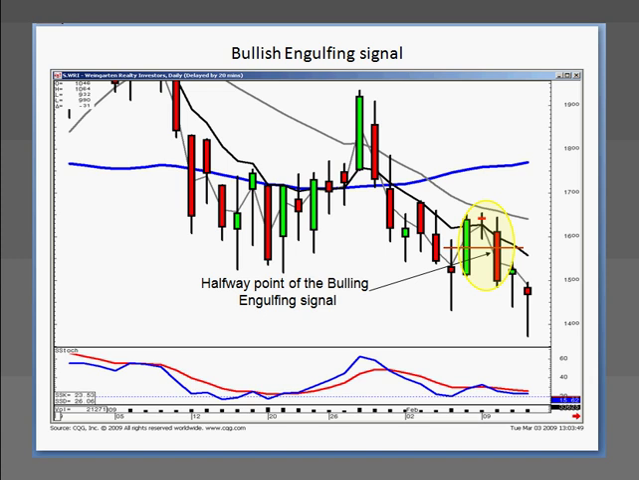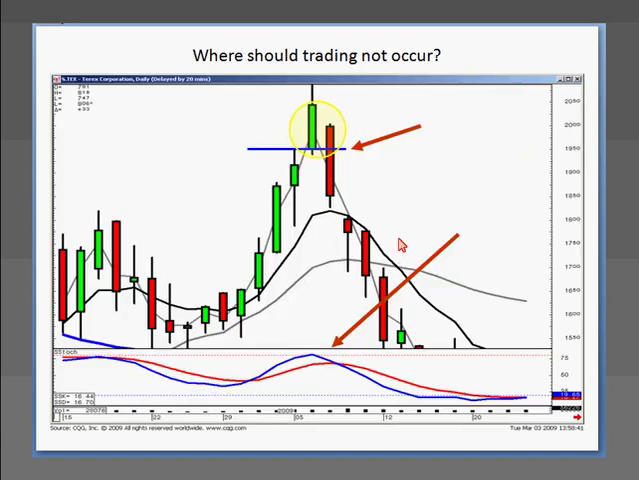So let me skip down through here. Anytime I start seeing a gap up in the overbought condition this far away from the T-line, I have my stop at the previous day's open.